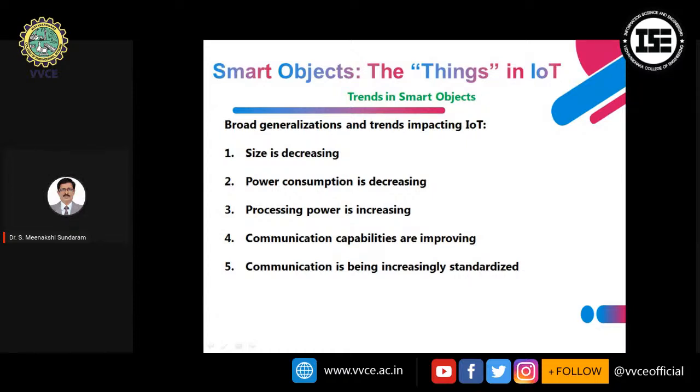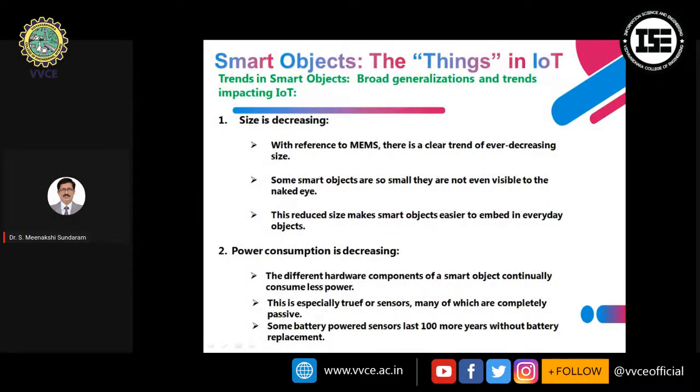So these are the recent trends in smart objects. As we know, the size has started decreasing, the power consumption has started decreasing, processing power has started increasing, communication capabilities have started increasing, and the standardization in communication keeps on increasing. With the influence of MEMS, the size has started decreasing. It has come even to the nano level nowadays, and some of the objects we are not able to see even with our naked eye. With reduced sizes, smart objects are easier to embed in everyday objects.